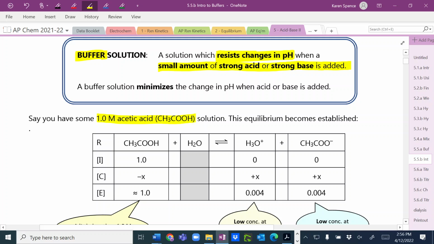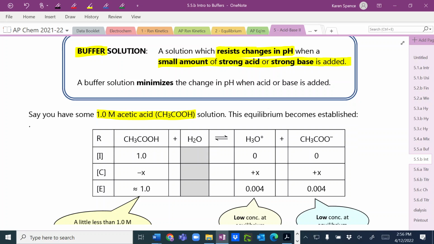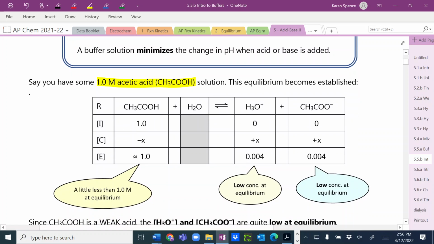It forms an equilibrium, does it not? Yes? However, if we crank through the math on this thing, we would end up with a very small amount of hydronium and a very small amount of acetate, yes? And 1 minus 0.004 is approximately equal to 1, okay?